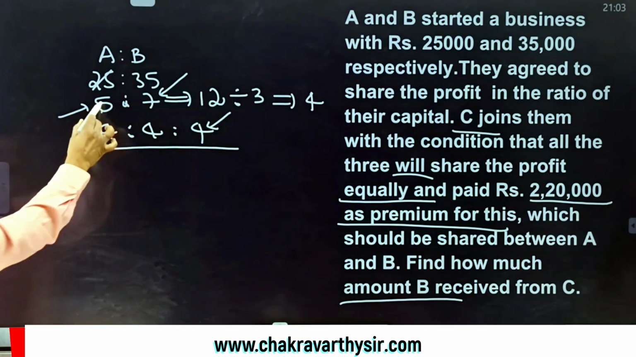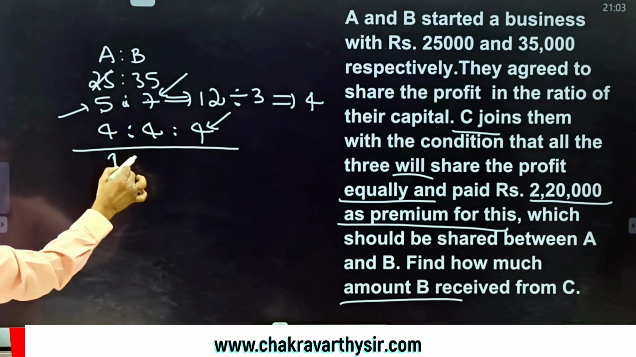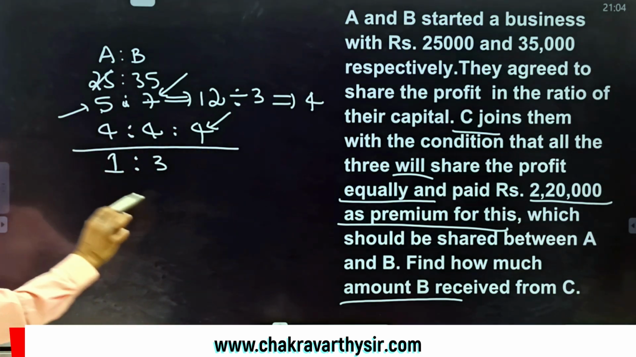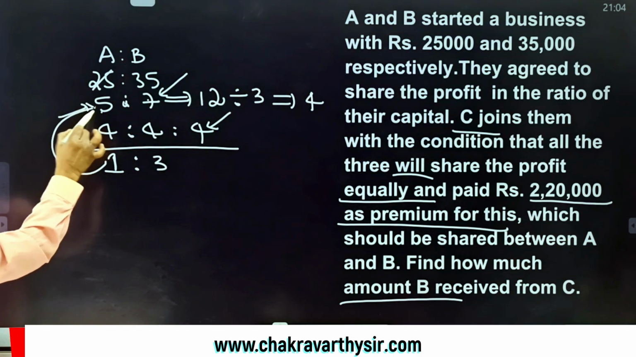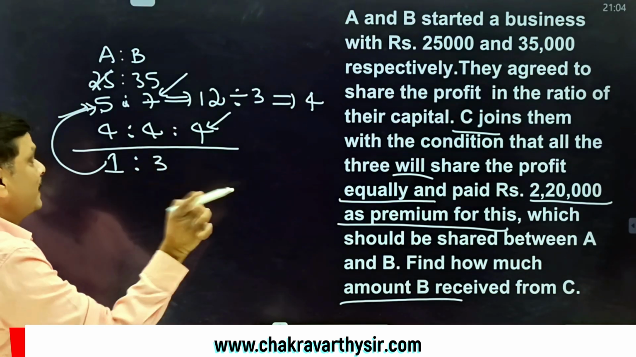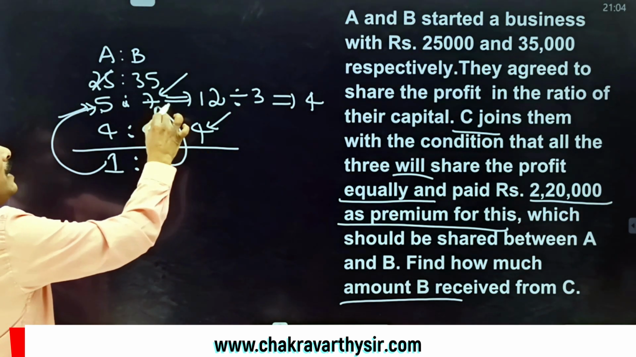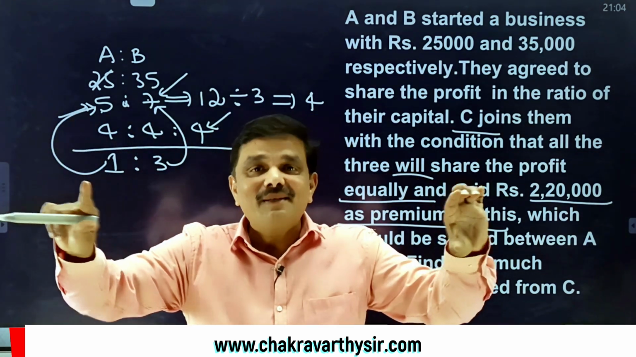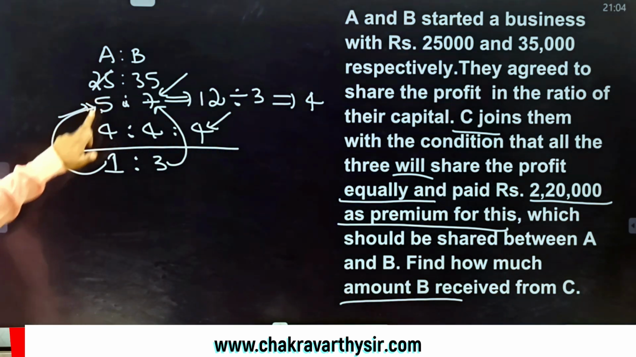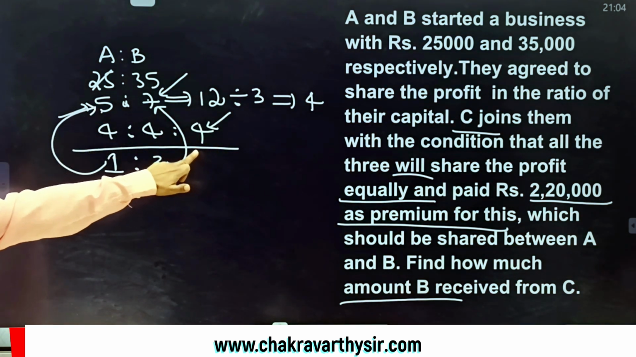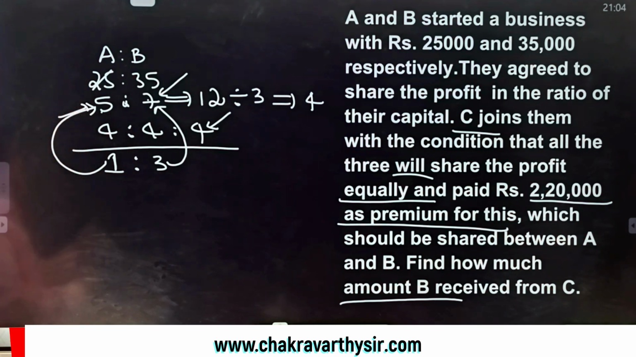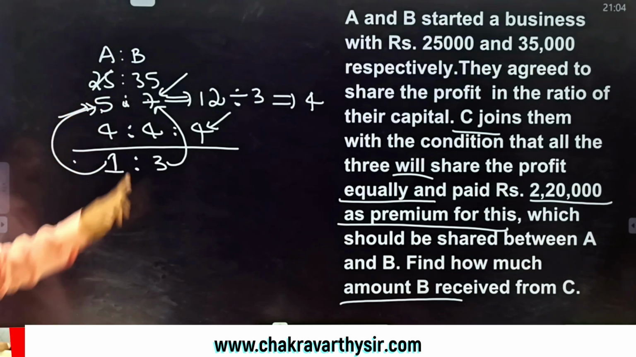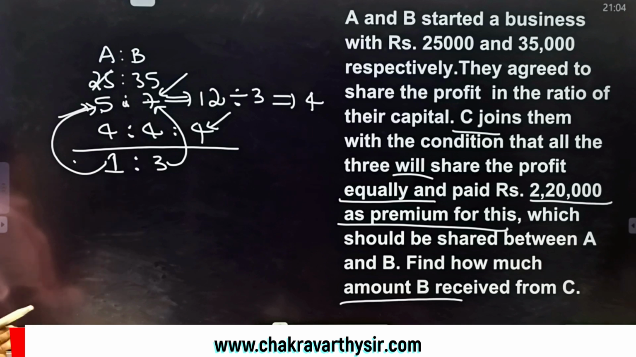So here, 5 minus 4, 1. 7 minus 4, 3. What does it mean here? Here, C has to give 1 part to A. Simple. Then C has to give 3 parts to B. Only then that will be 4 is to 4 is to 4. Because I started with the basic ratio. From this ratio only, I found out this subsidiary here. For that reason, to compensate with the basic ratio, C has to pay 1 part to A. And he has to pay 3 parts to B.